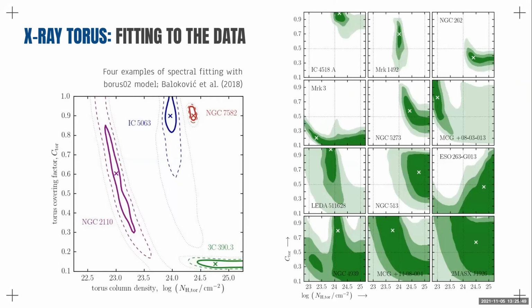Just a brief example of how this looks when applied to data. In all of these panels, you're looking at a torus covering factor parameter on the y-axis versus the torus average column density on the x-axis. And you see that we can actually place AGN in different parts of that parameter space. In particular, on the right side, you see on the top row some good constraints compared to some relatively poor constraints in the bottom row.